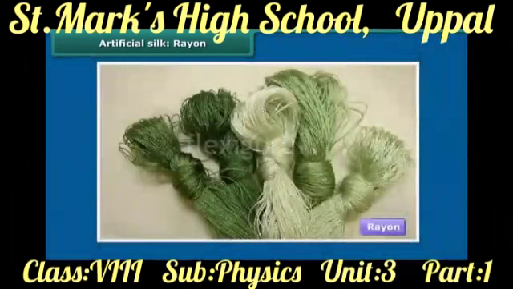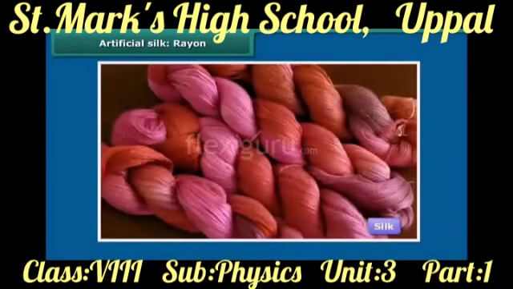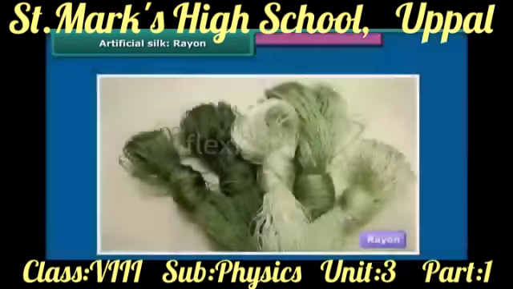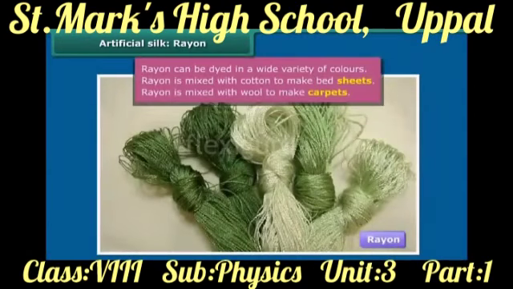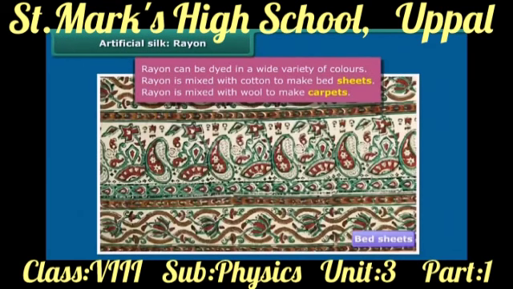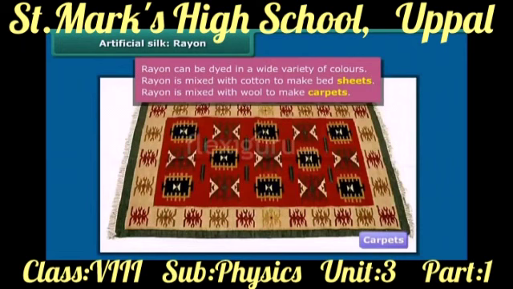Do you know that rayon is also known as artificial silk? It is cheaper than silk, but resembles it. It can be woven like silk fibers and dyed in a wide variety of colors. Rayon can also be mixed with cotton to make bed sheets or mixed with wool to make carpets.